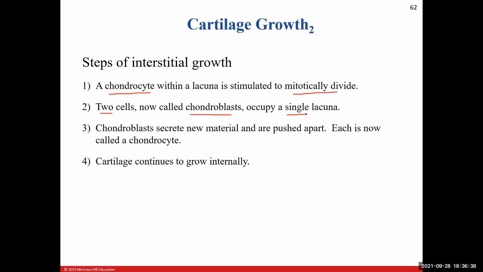So to do that, each chondroblast is going to produce new cartilage matrix. And as they do that, they push away from each other because they're putting the matrix all around them. They're secreting it 360 degrees everywhere. One cell's doing it, the other cell's doing it, and so they're pushing each other away. So once they have officially pushed themselves apart from one another and they have their own lacuna, now they go back to being a chondrocyte. And that's how cartilage grows interstitially.